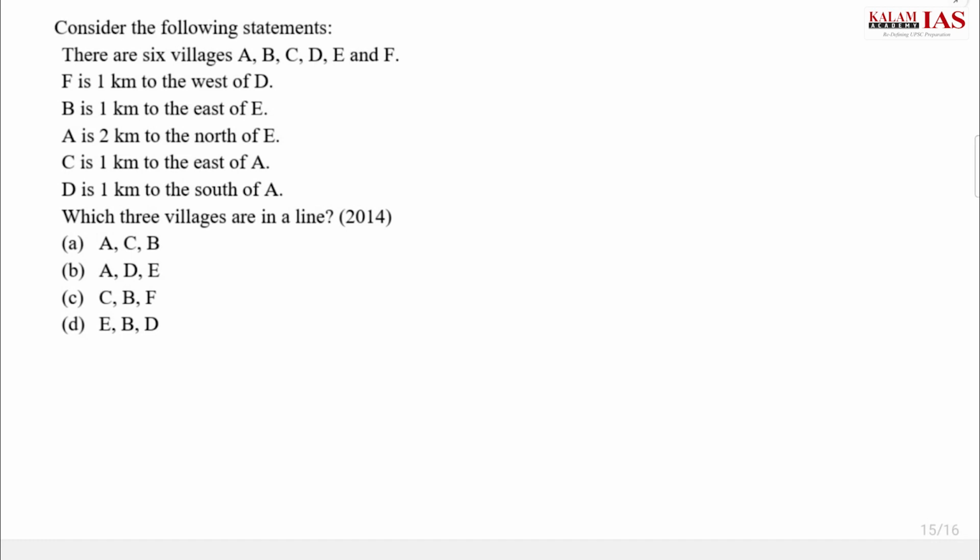In this question, it is given there are 6 villages and we have to find which 3 villages are in a single line. Again, you have to just plot the position and then we can arrive at the answer. F is 1 kilometer west of D. Suppose D is here. F is 1 kilometer west of D.